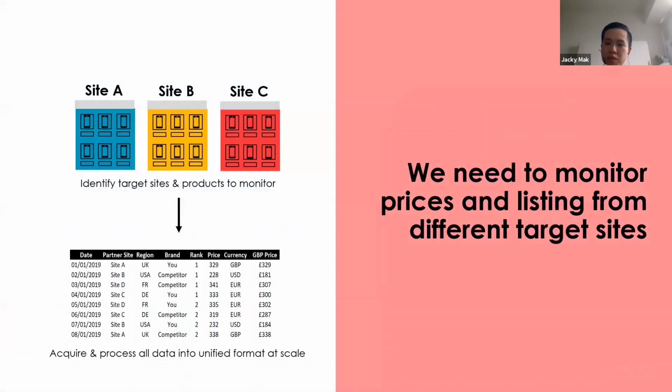So how can you do this? Basically, you just need to identify your targeted sites and products to monitor. We need to monitor the price and listing for different targeted sites. Then after you identify what to monitor, we can scrape the website, acquire and process all the data into a unified format at scale, every day. We can summarize which website we scraped, which market, whether it is your brand or competitor brands, what the price and the currency are, etc.